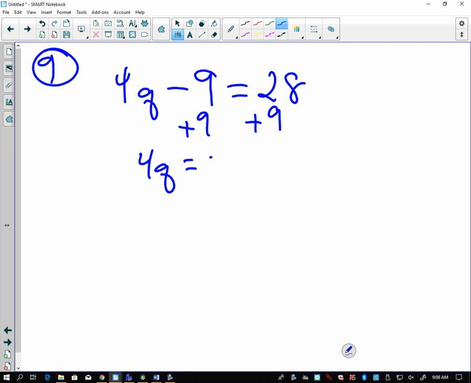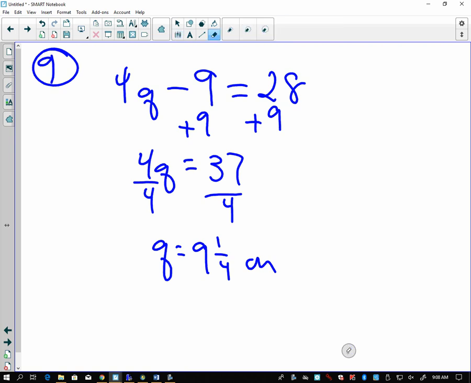37. Okay, now what? Divide by 4 on both sides. Good. 9 1/4, is that what you got? Okay, 9 1/4. Or let's see, what would we get as an improper fraction? How many times does 4, actually, would it just be that? 37 over 4 doesn't reduce at all.